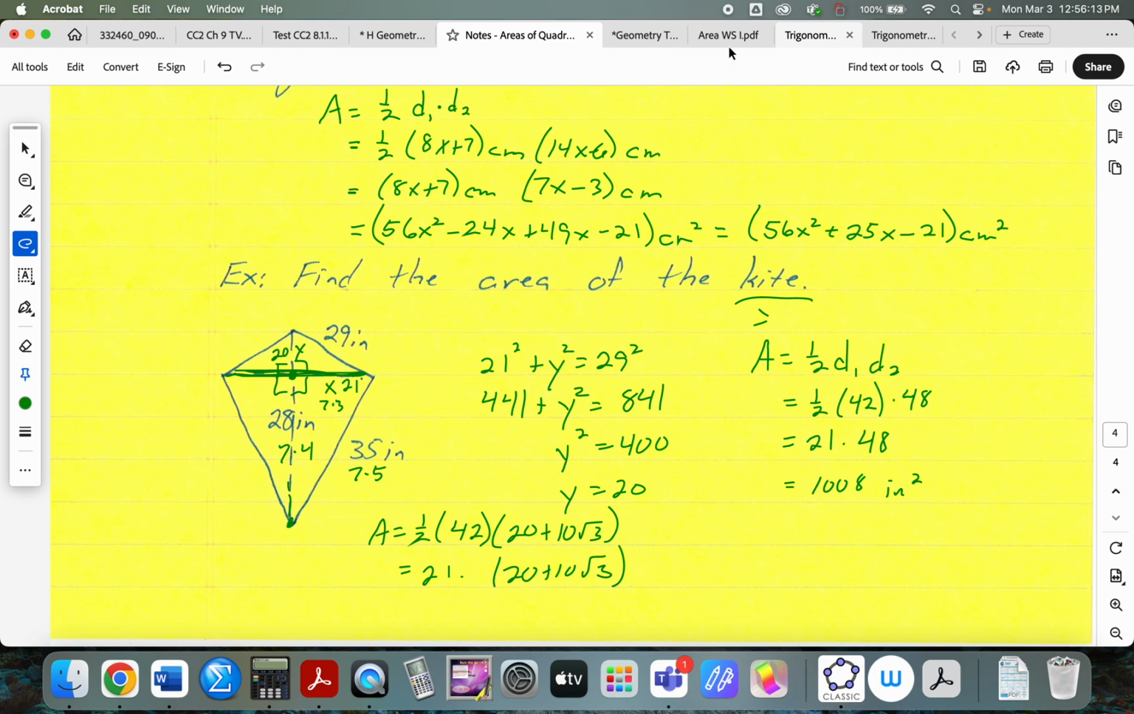All right. Your assignment is in the book. And then also remember that you have a quiz on trig tomorrow. I'll look up about those problems.